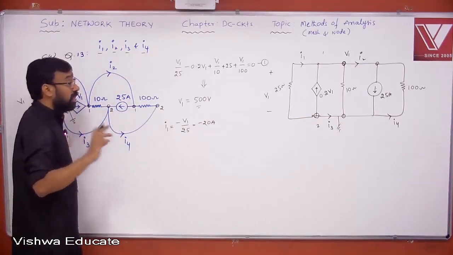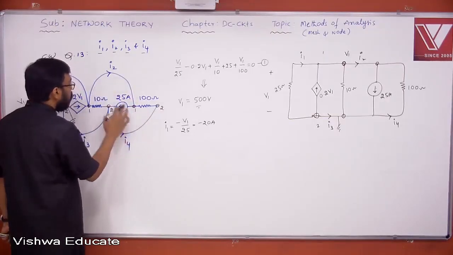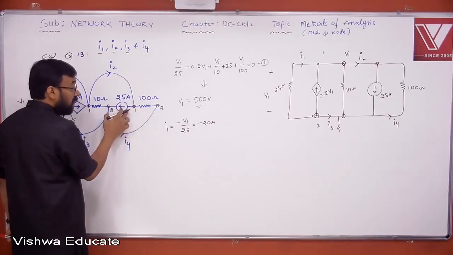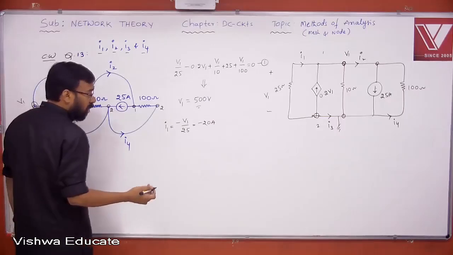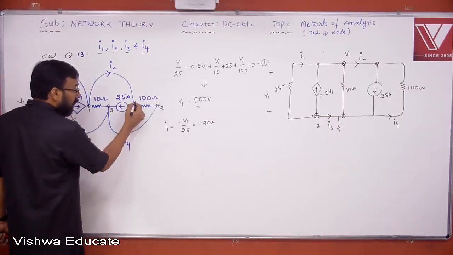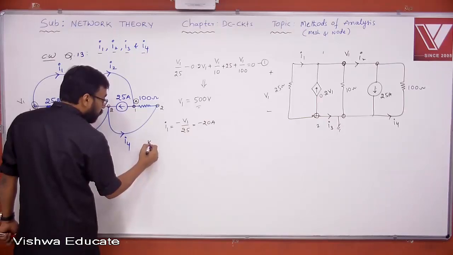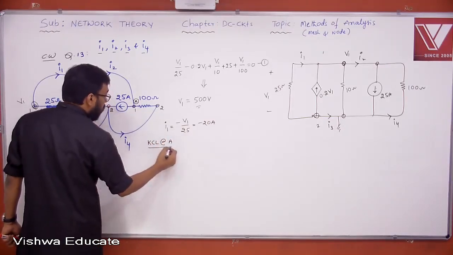You understand, all of you? They are not in the same line, not in series actually. So you cannot say I2 is the current flowing through the 100 ohm, because there is one more element connected here. When there is no resistor, obviously we go for KCL. KCL at node A.